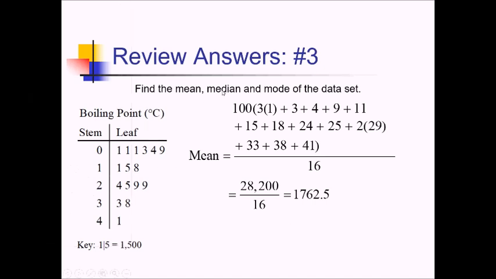Now for median, that's the middle item when everything is put in order. With a stem and leaf plot, like most of the data structures you've seen, everything's already in order. Notice the stems go from smallest to greatest, and the leaves on each stem go from smallest to greatest. So since it's already in order, when we cross things off, we're just going to cross things off directly on this stem and leaf plot itself.